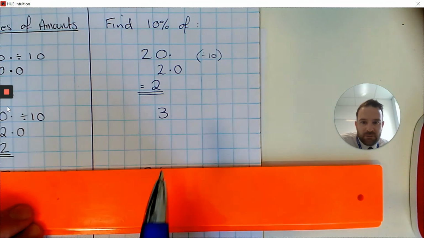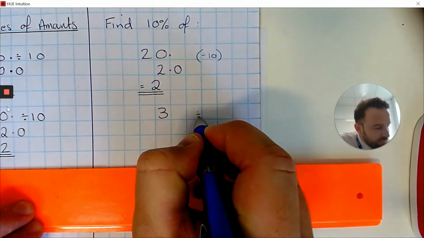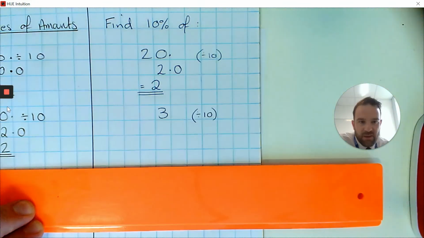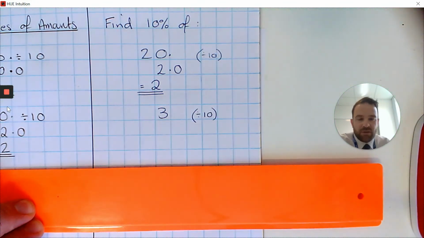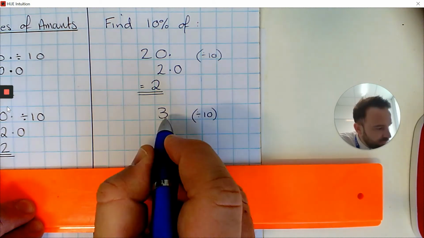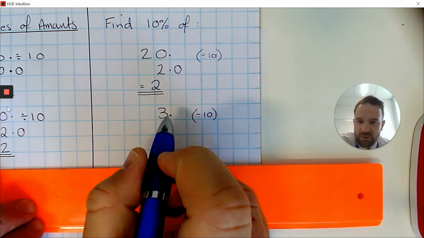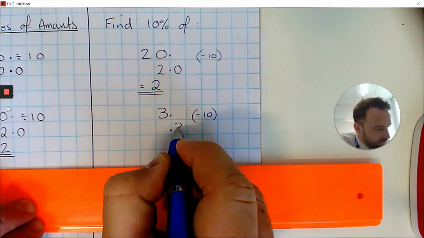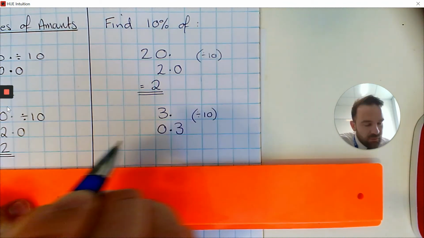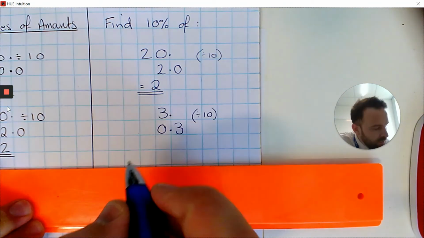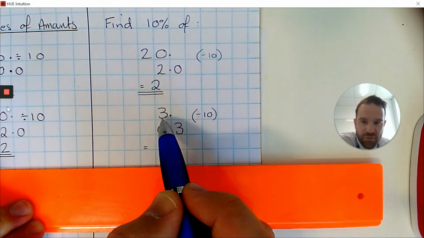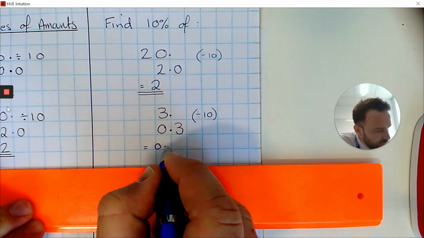So for the second example, 3. So again, to find 10%, we have to divide by 10. Now that's because 100% is a whole. There are 10 lots of 10% in 100. So I have to divide by 10 to find one of those 10%. So 3 divided by 10. Again, pop on your decimal point. If I divide by 10, my 3 decreases from 3 units down to 3/10, and I just put a 0 in front of my decimal point. Okay, so my answer to finding 10% of 3 is 0.3.